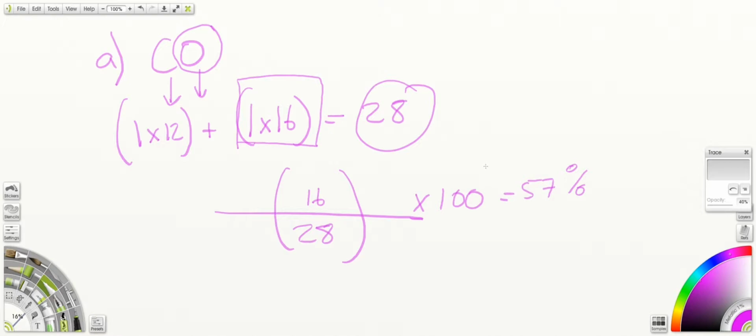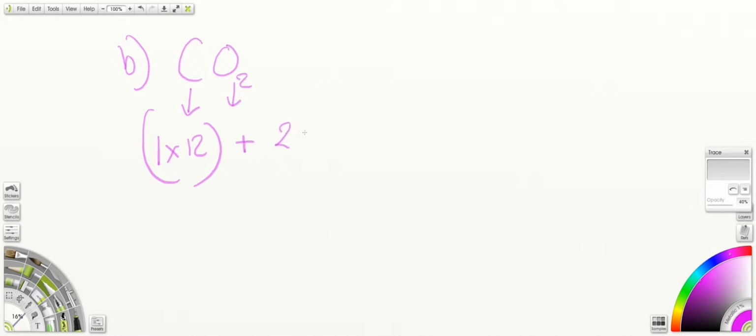Right. So let's do B now. B is going to be CO2. So first things first, work out the total. I've got one carbon and 2 oxygens. So my total mass is going to be 1 times 12. If you're thinking where did the 12 come from, it's the top number from the periodic table on carbon, plus 2, because I've got 2 lots of oxygen, times 16. Again, the 16 is from the periodic table, it's the top number. So when I add those two together, I'm going to get 44.